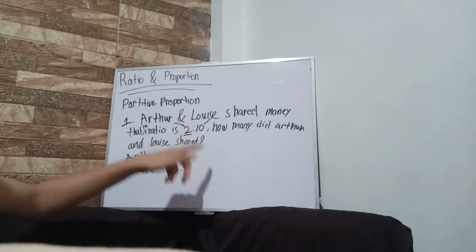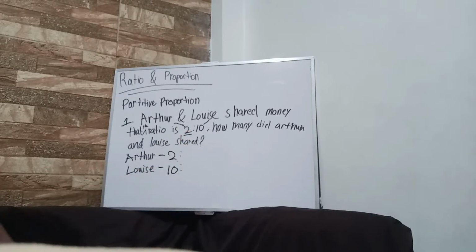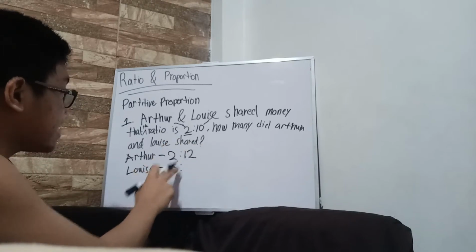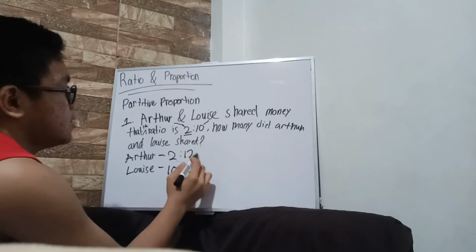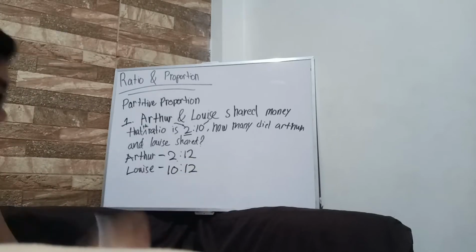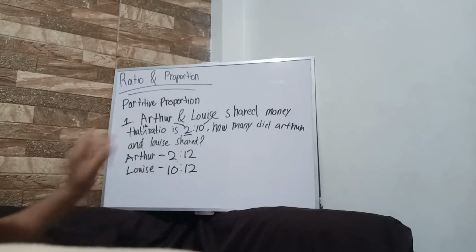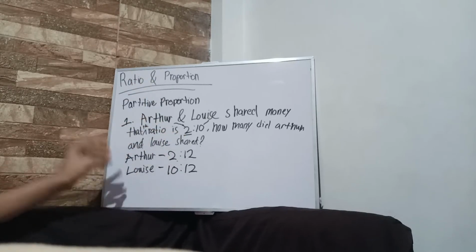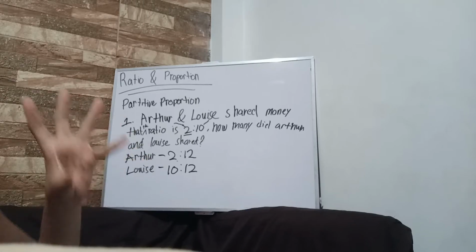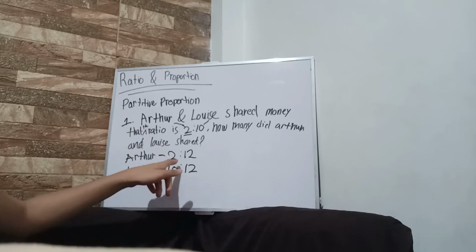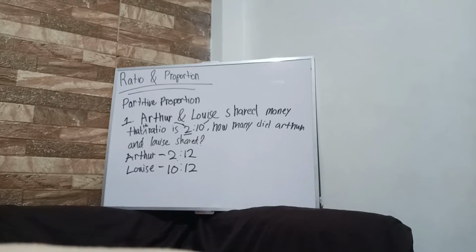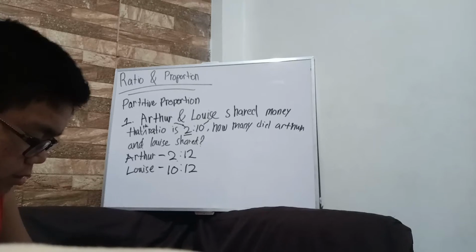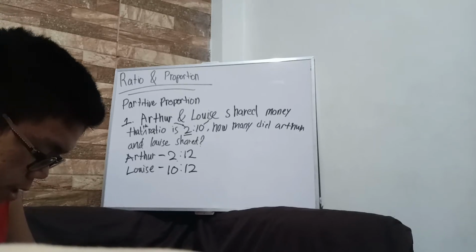Yeah, 2 is to 10. So we have here Arthur will have 2 is to 12, then Luis 10 is to 12, because the 12 is the total amount of their shared. So 2 is what Arthur gained, and Luis is 10. So that is 1. So we have here 2 is to 12. So you will divide that one, as it works here.